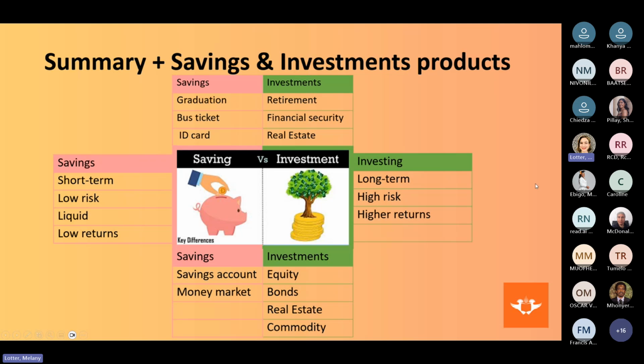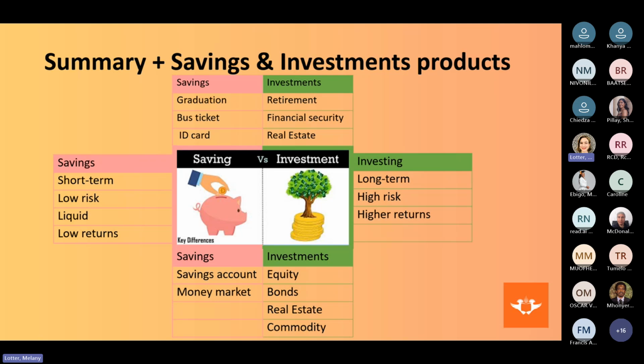Now, here's just a summary of the differences between saving and investment. I use the pink for your savings, where we all like to have a little we can save, like our children say, put away all your coins as an example. And then obviously investment is more your growth, your wealth products. If you look at the two, you can say that the one is short-term versus long-term. Short, low risk versus high risk.